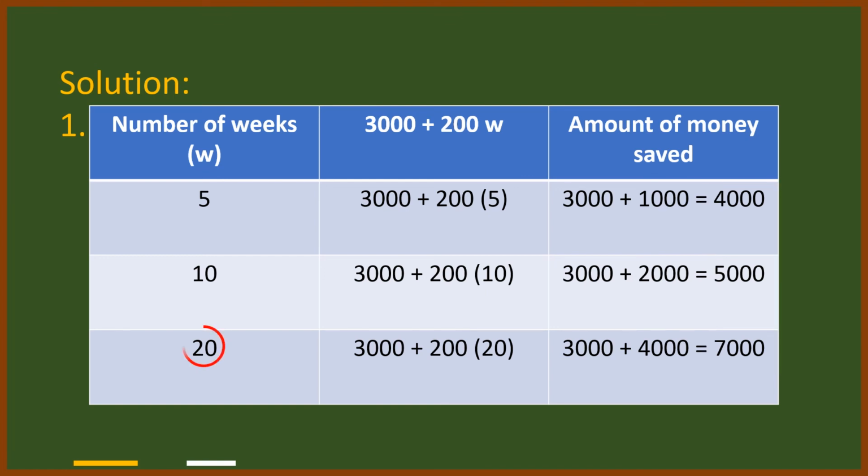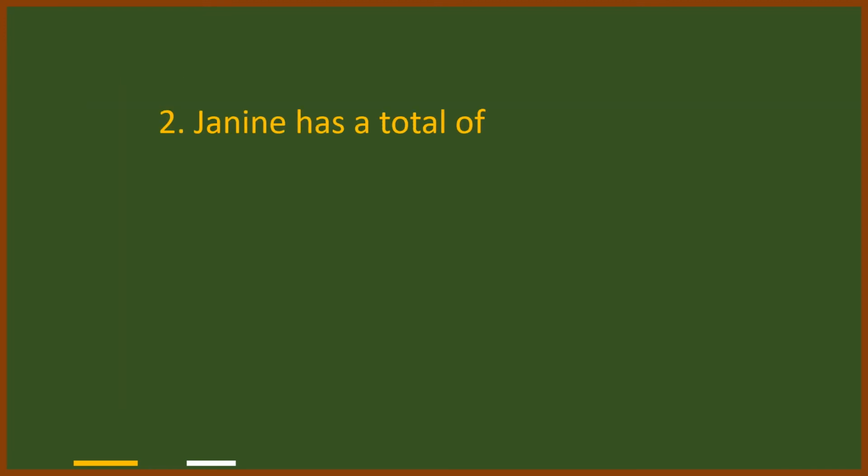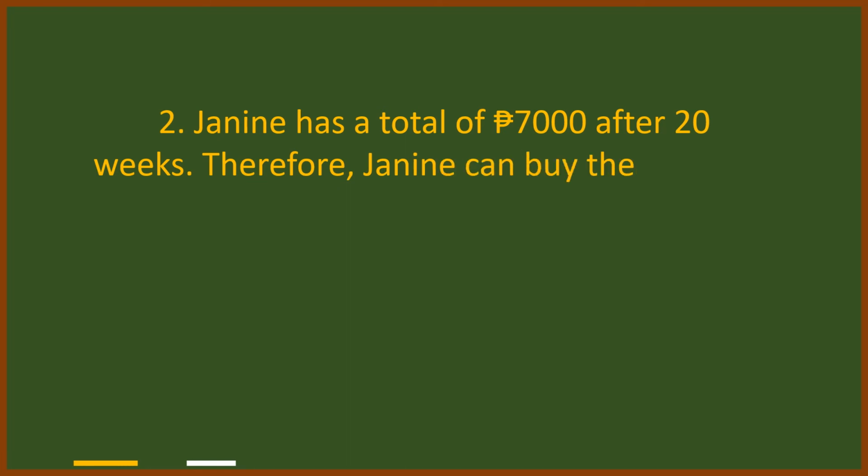And to answer question number 2, we have 20 weeks equals to 7,000. Janine has a total of 7,000 pesos after 20 weeks. And therefore, Janine can buy the 6,900 pesos worth smartphone.